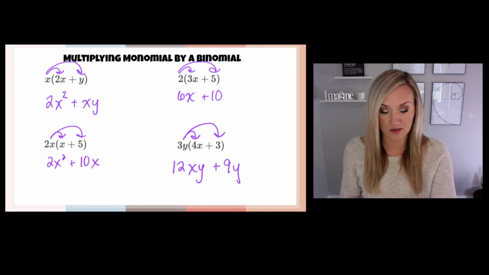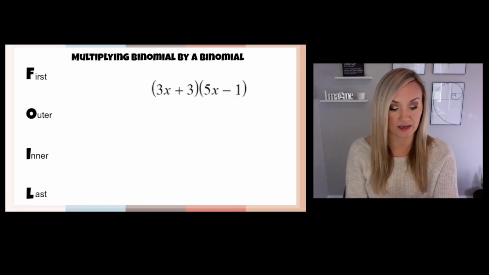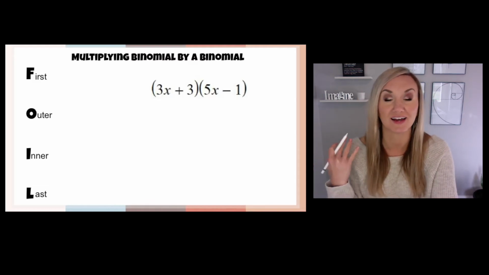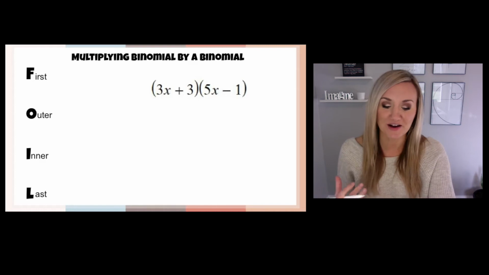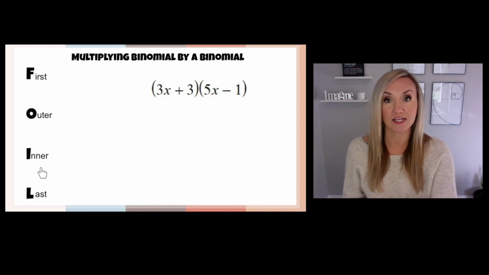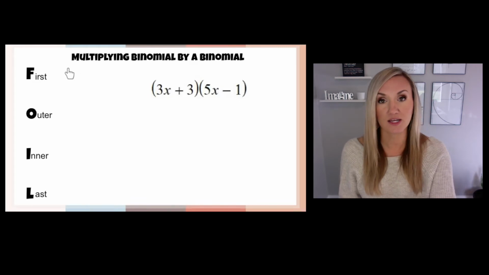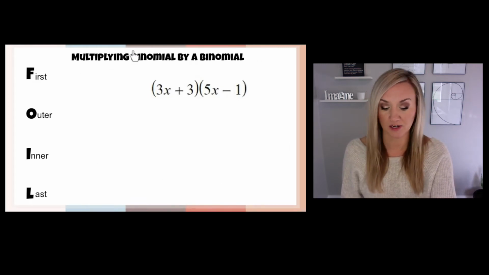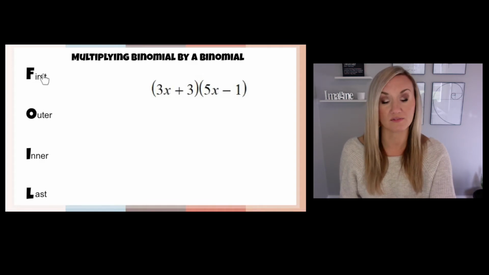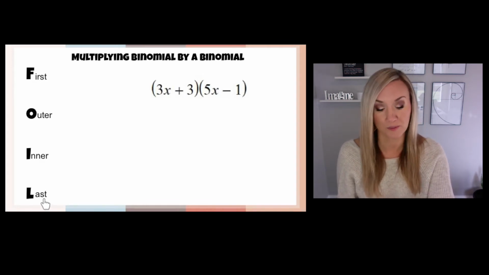All right, so now we're going to look at the FOIL method. Now, FOIL's totally old school, and I love it. I love it so much. And FOIL stands for first, outer, inner, and last. So I want you to take some time and write this down really pretty. Give yourself a nice title. We have a binomial, 2 terms, that's multiplying a binomial, 2 terms. And when that happens, we have an option that we can use the FOIL method.